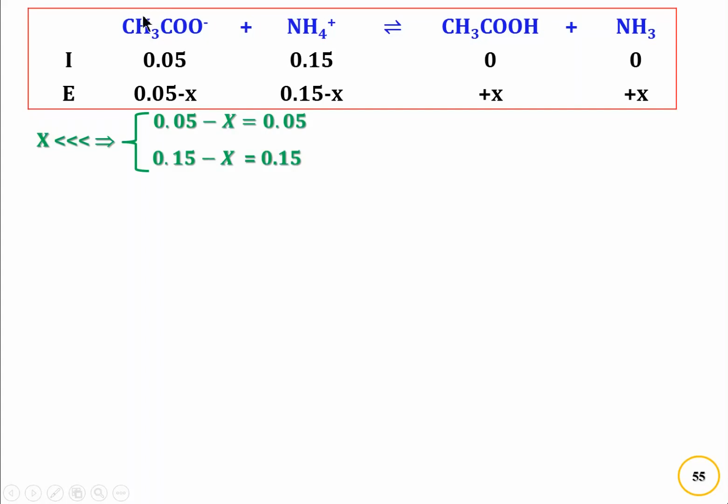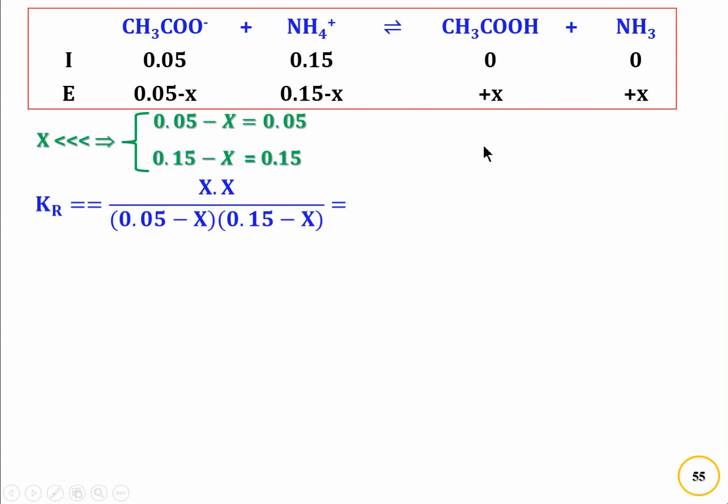So the number of moles of acetate at equilibrium is practically the same, 0.05 mole. That of NH4+ is 0.15 mole. So we have to find x for acetic acid and ammonia. We find x from the value of Kr equal to x times x divided by (0.05 minus x)(0.15 minus x).